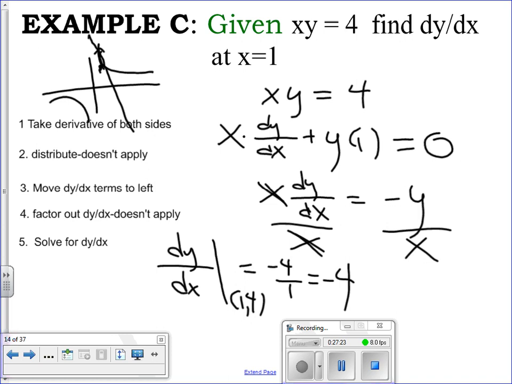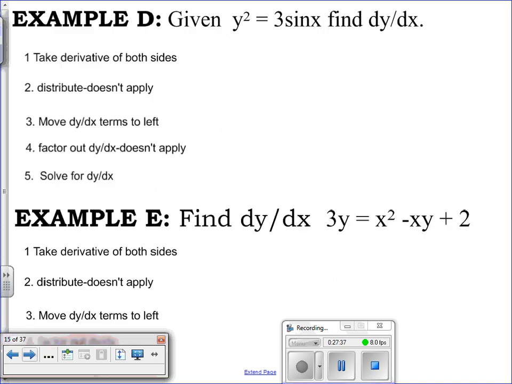I want to show you one where you're going to have to distribute, because it doesn't get any harder than this, and this is a definite question on the AP exam: find the derivative using implicit differentiation. So I want to do the most exciting looking one here.